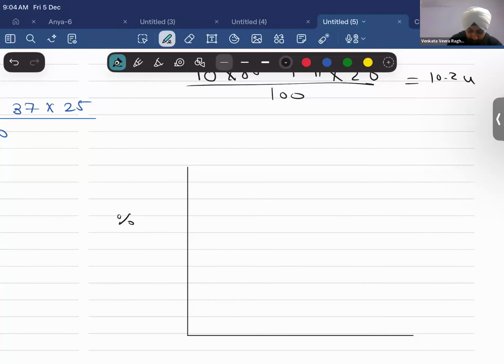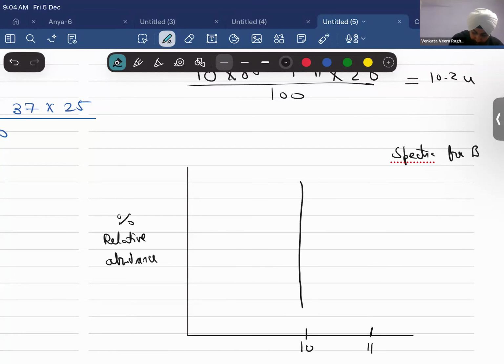They will give you percentage relative abundance. In the last case, they gave you percentage abundance, but now they are giving you percentage relative abundance. And this is also the spectra for boron itself. Similarly, they have mentioned 10 here, and 11 here. And now this value goes up to 100 because it's a relative term.